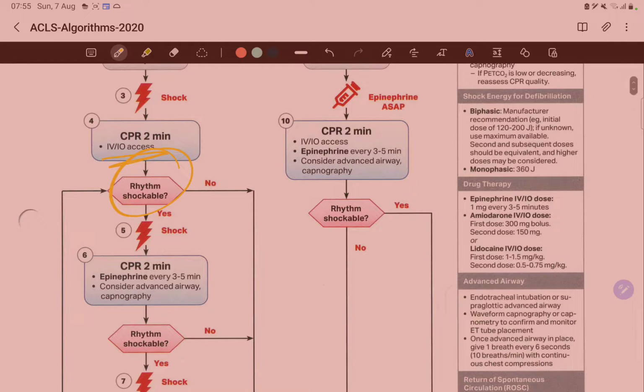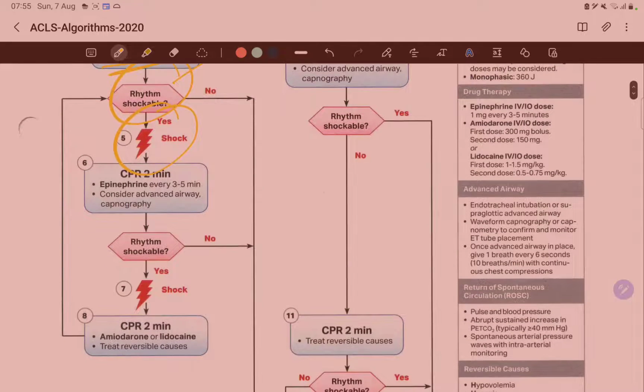Again, after 2 minutes, we check the monitor and see whether the rhythm is shockable or not. If the rhythm is again shockable, we give the shock and say, "Everybody clear," and then we give the shock and start the CPR again. The compressor should hold both hands just above the chest.